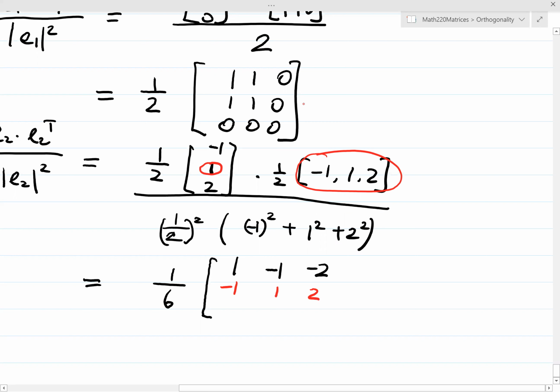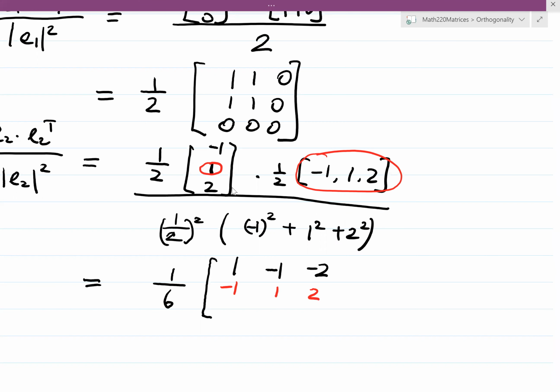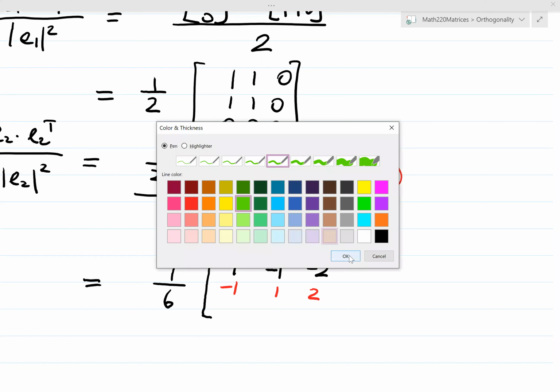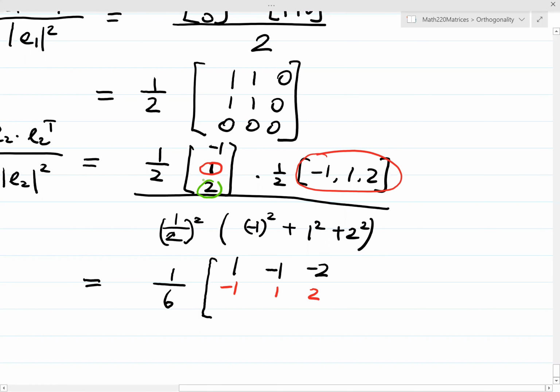Now the third row of the column vector, let's use green. You see the green is -2, and then multiply the row vector again. So we get 2 multiplied by the red row vector, so we get -2, sorry, it's 2 and then 4. So we get the projection of Q2.